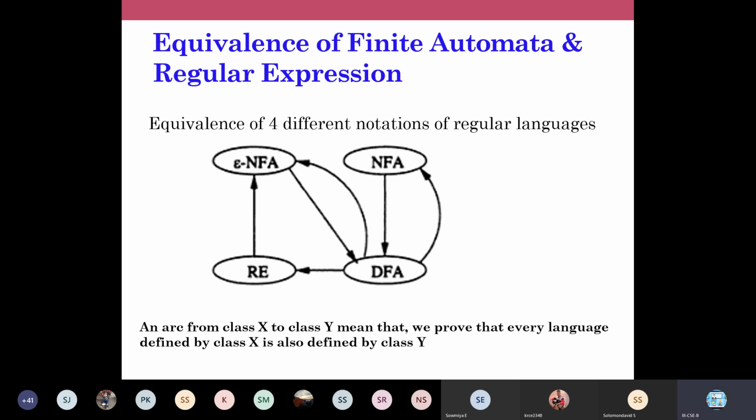In the upcoming classes, we'll be studying problems in converting DFA to regular expression and regular expression to epsilon NFA. That we will discuss in the next class, probably on the coming Wednesday.